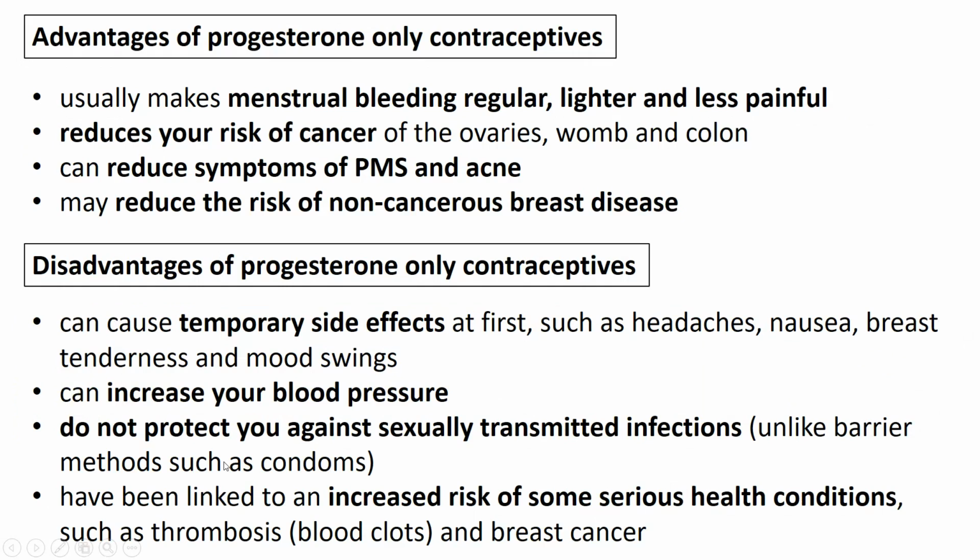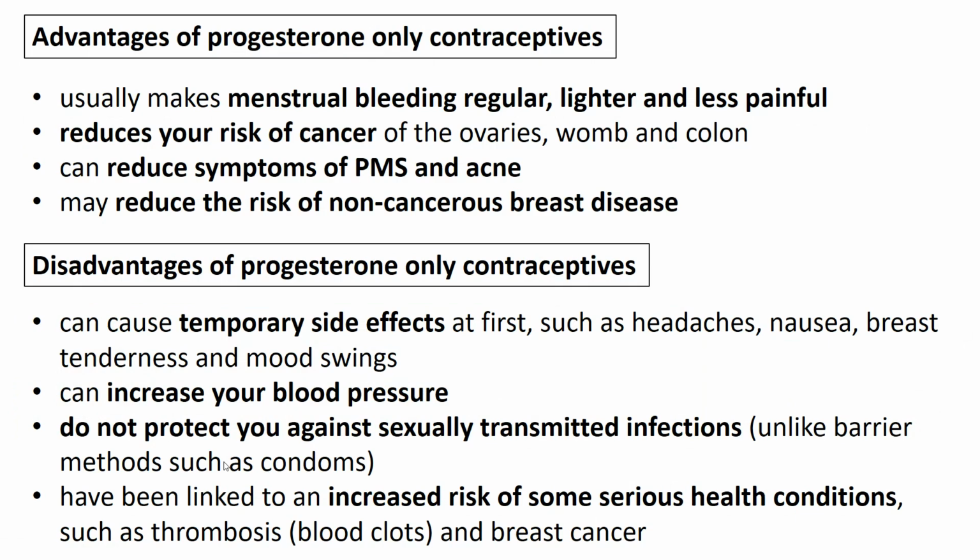And there are lots of advantages of progesterone-only contraceptives. They often make menstrual bleeding lighter and less painful. It can reduce your risk of some cancers, and reduce the symptoms of PMS, so premenstrual syndrome, as well as acne. And it may reduce the risk of non-cancerous breast disease.